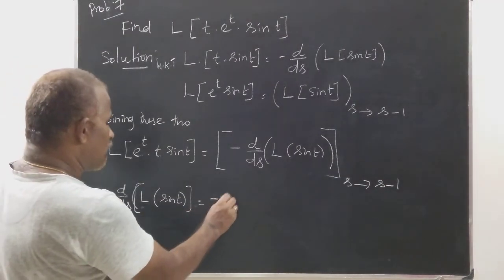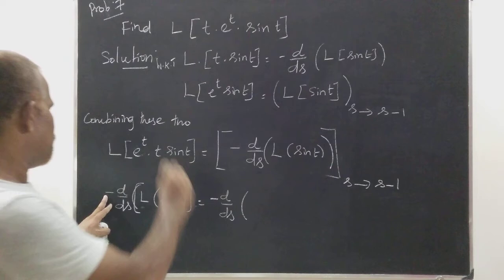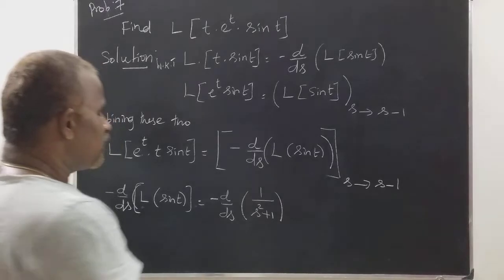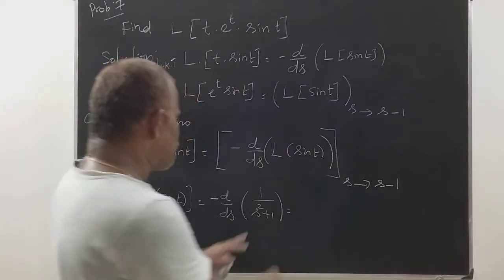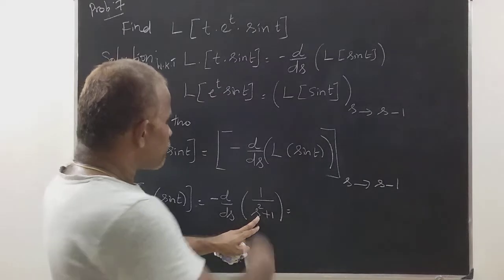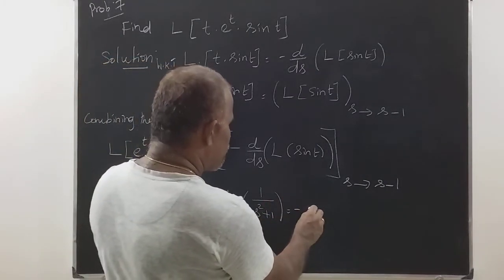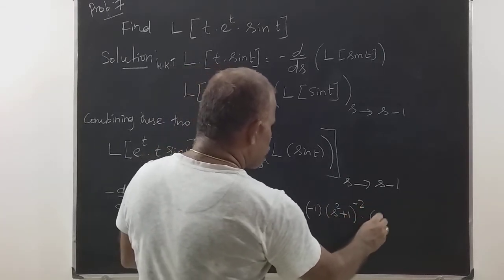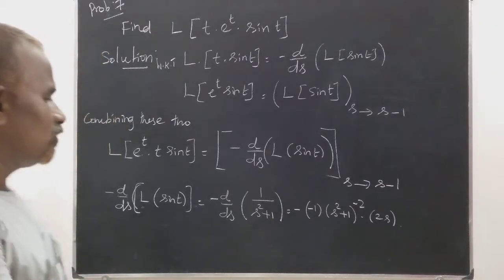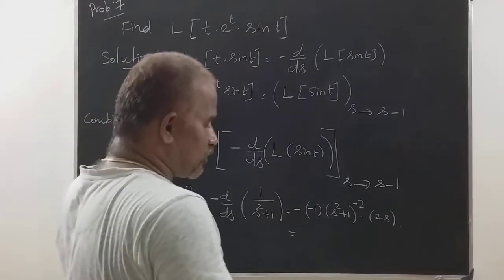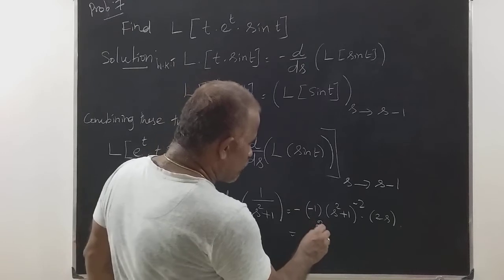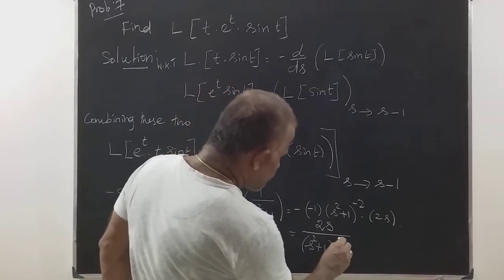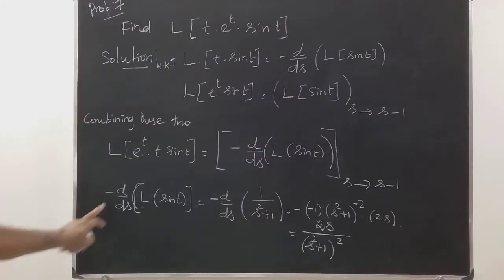So this is equal to minus d by ds of, what is sin t? 1 by s squared plus 1. So this is equal to, we know that, minus of minus 1 into (s squared plus 1) to the power minus 2 into 2s. So therefore minus 1 into minus is plus, therefore 2s divided by (s squared plus 1) the whole power 2.